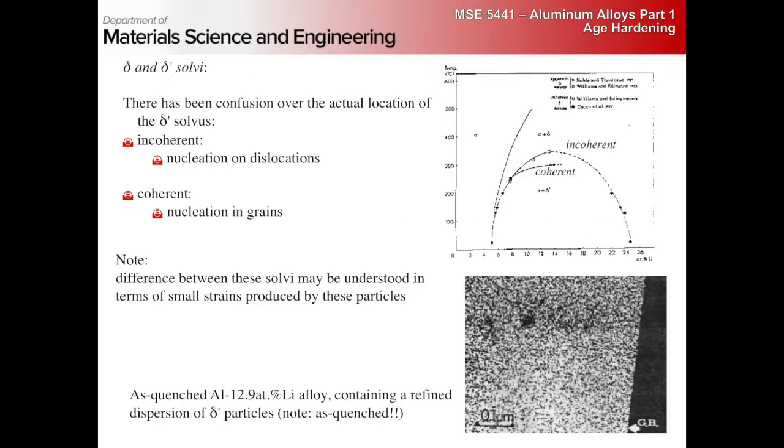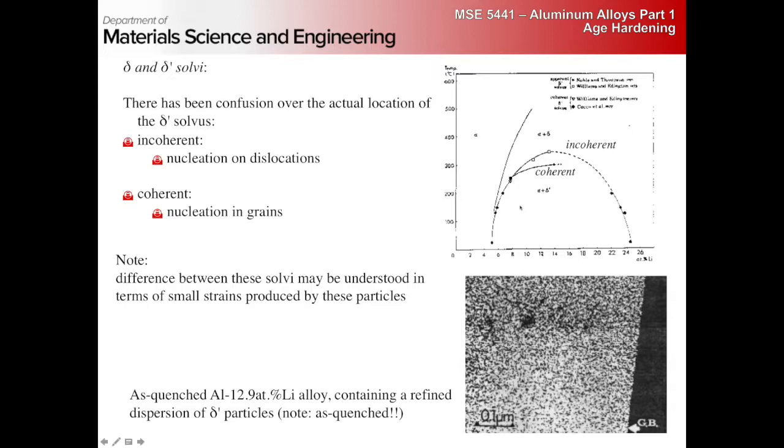And this difference is going to be a function of the small strain produced by the particles, right? So since the misfit of the delta prime is so small, there isn't a huge driving force from the surface energy term to force it to nucleate a specific way.